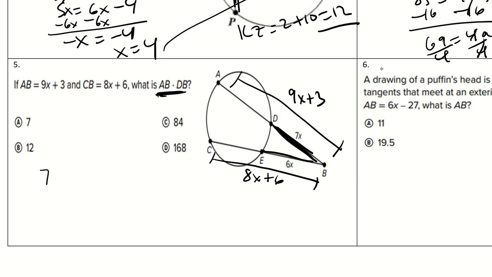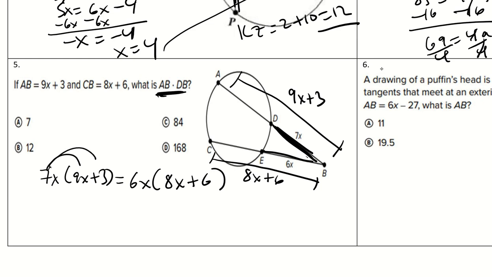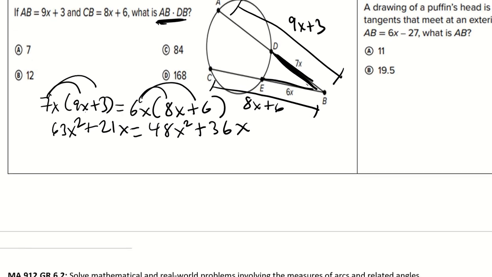Okay, so let's set it up. 7x times 9x plus 3. The outside times the whole thing equals outside times whole thing. 6x times 8x plus 6. All right, so we're gonna solve this. We're gonna distribute. So 7x times 9x is 63x to the second power, x times x. And then 7x times 3 is 21x. 6x times 8x is 48x to the second. 6x times 6 is 36x.